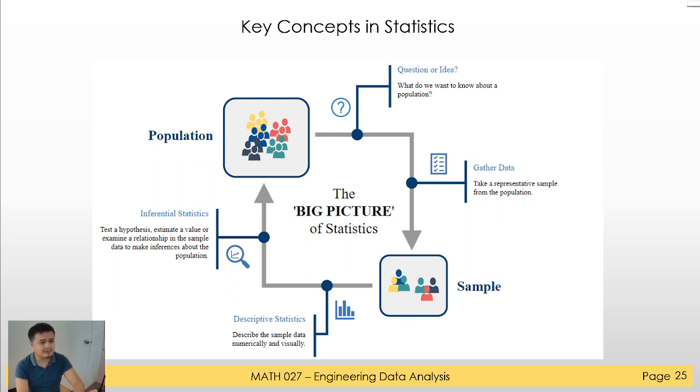We cannot really ask everyone. We cannot gather from everything. So we just gather some samples, and then we describe that sample through a variety of analysis methods, which we will discuss later on. And then after that, we could create some conclusions, which is inferential statistics, towards the population. So this is the connection of the research question, the gathering of data, sampling, descriptive statistics, and inferential statistics into the question or idea. So this is a cycle.